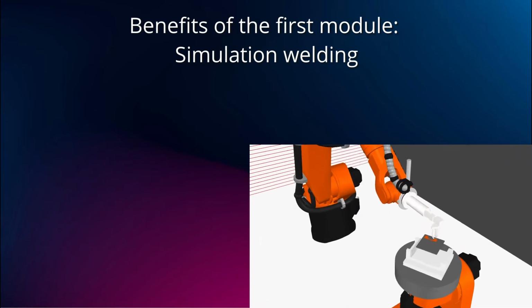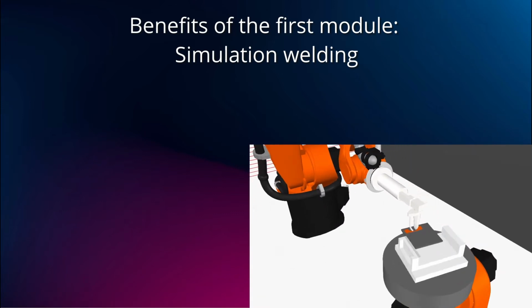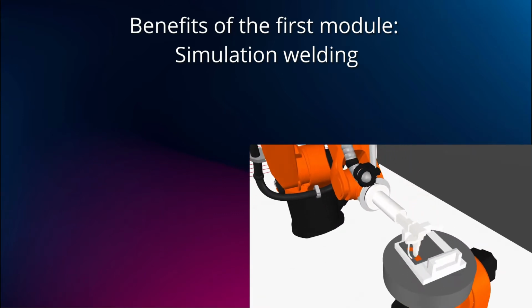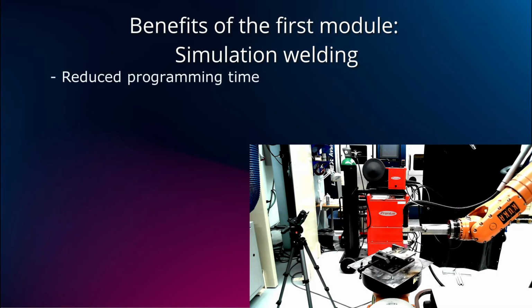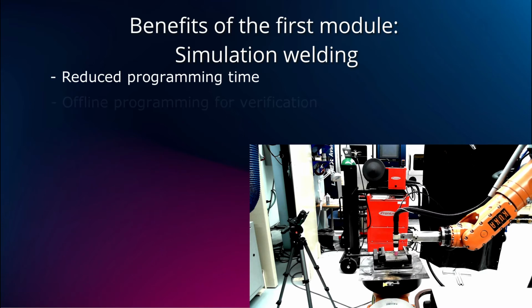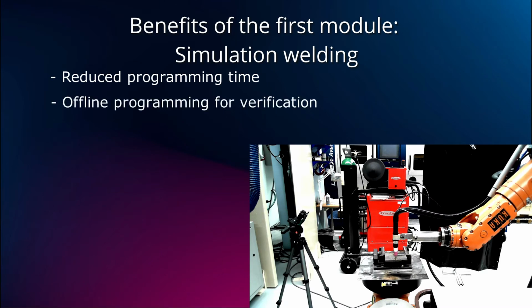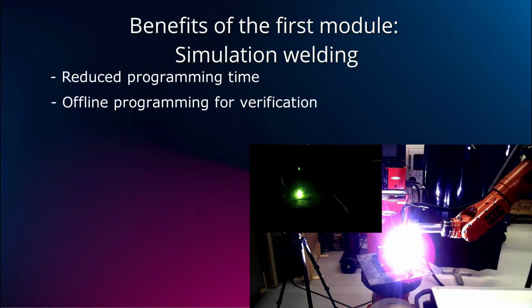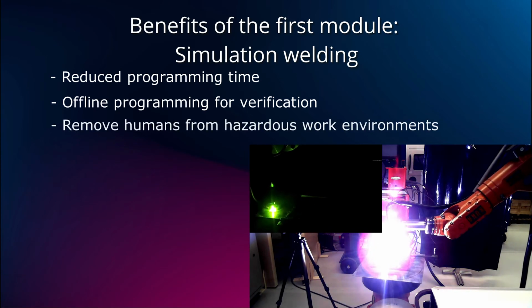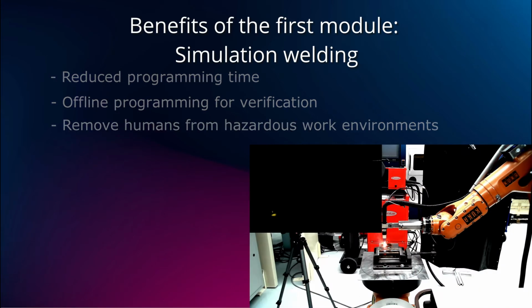The benefits of this Trinity use case. So the benefits for the first module in this use case, called simulation welding, are: reduce the time it takes to reconfigure and program a system. You can verify the program before running it on a physical robot, so-called offline programming. It releases humans from labor-intensive and heavy work.